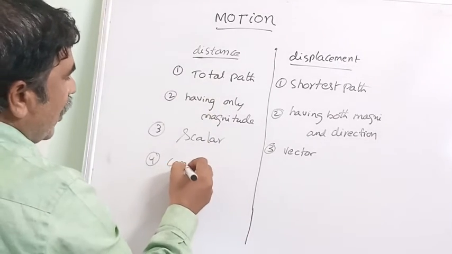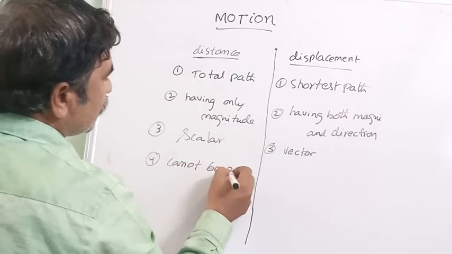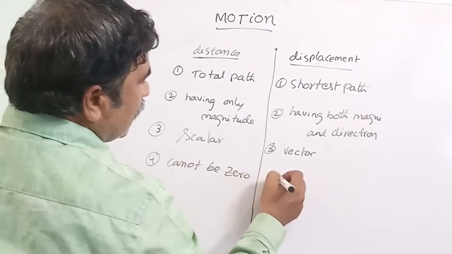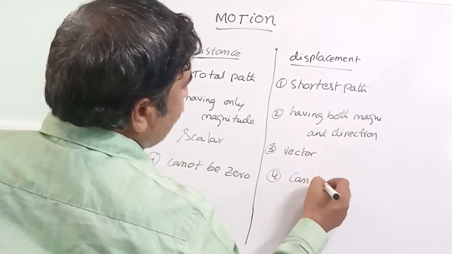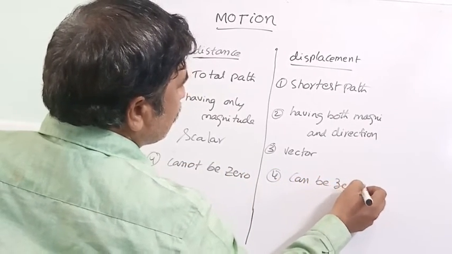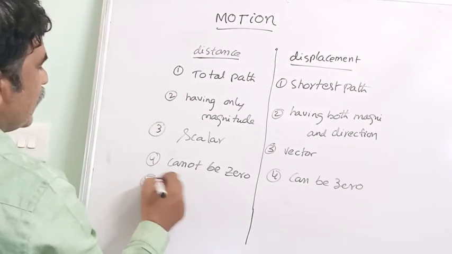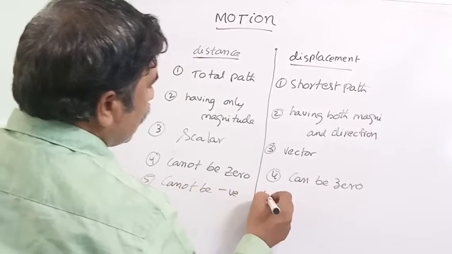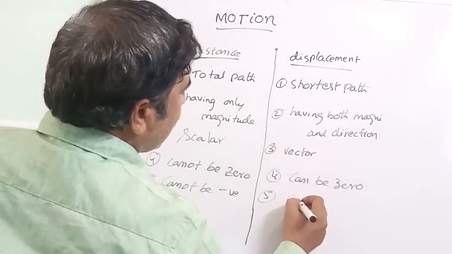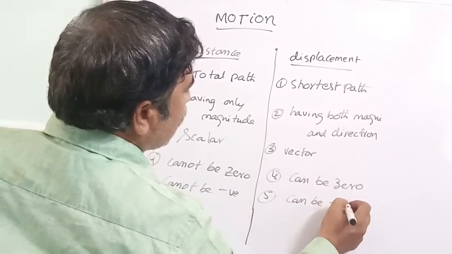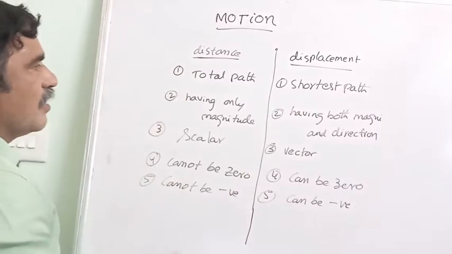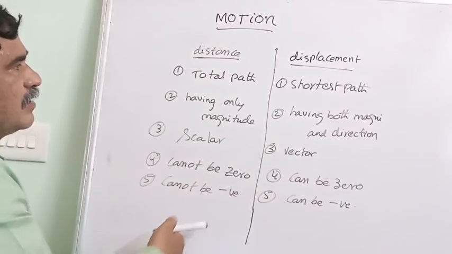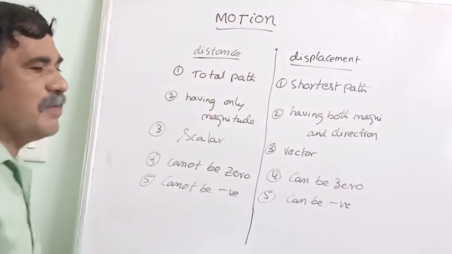Distance cannot be 0. This one can be 0 also. Distance cannot be negative. Displacement can be negative also. Understand? These are the 5 differences between distance and displacement.